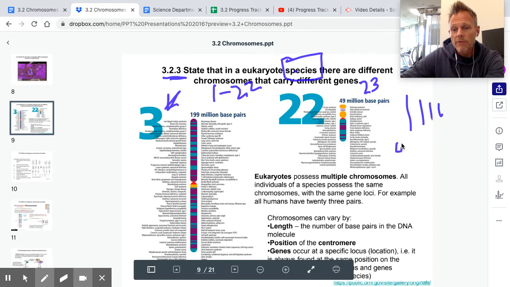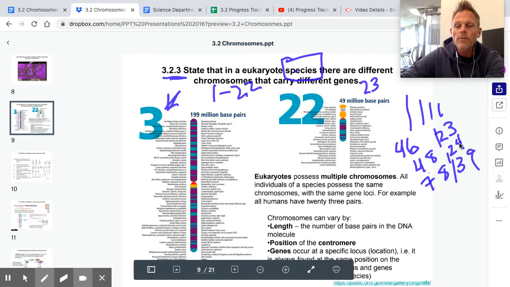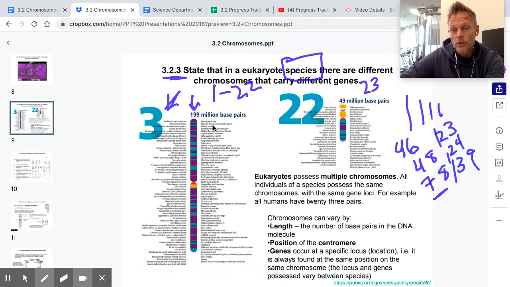So in humans, we have 46 total chromosomes, or 23 pairs. In chimpanzees, we have 48, or 24 pairs. And then in dogs, 78, I think, for 39 pairs. So remember that your chromosomes, you get one from your dad and you get one from your mom. So that makes your pair. So your mom gave you a chromosome number 3 and your dad gave you a chromosome number 3, which leads perfectly to the next slide.